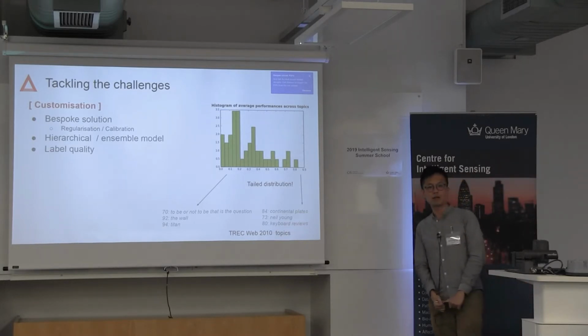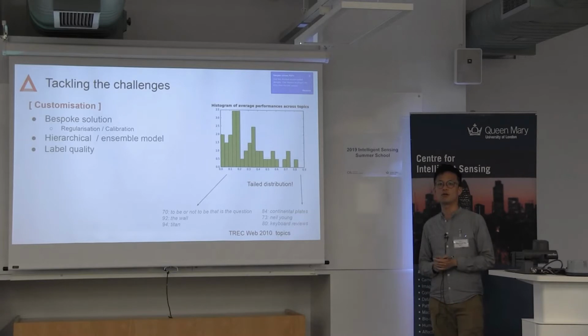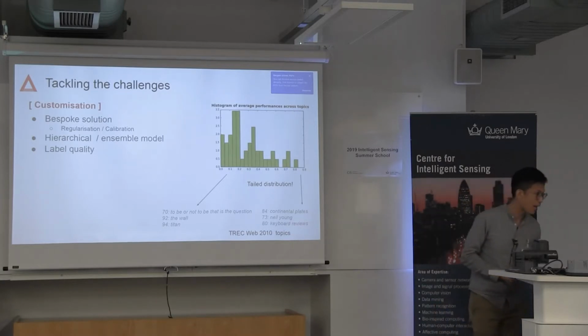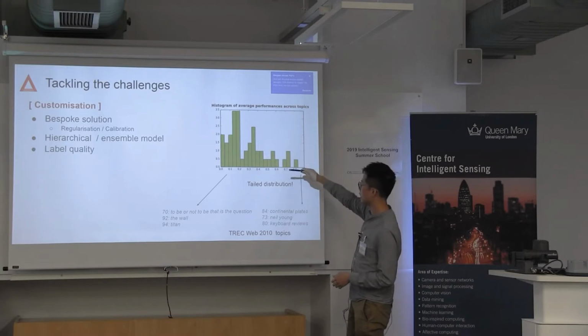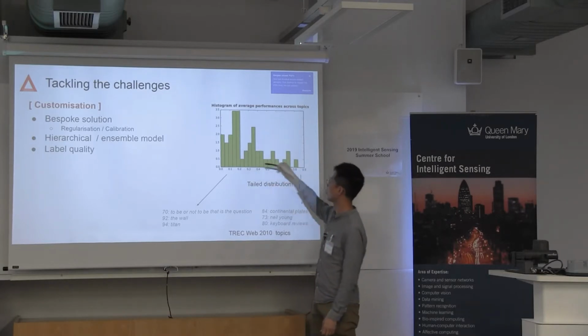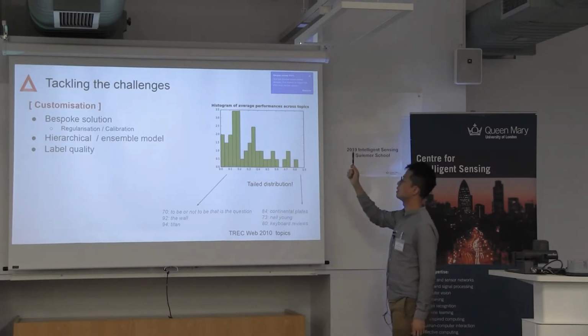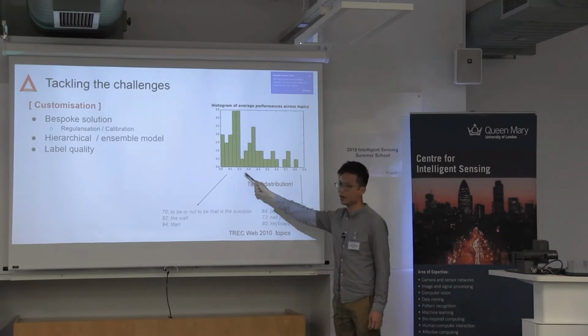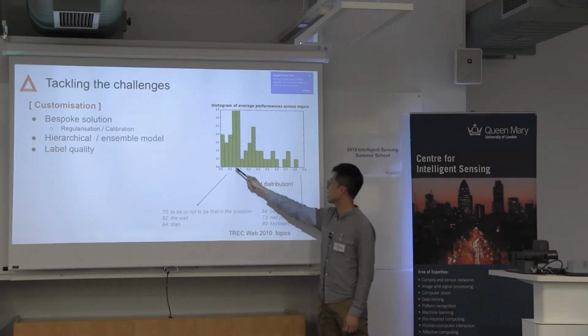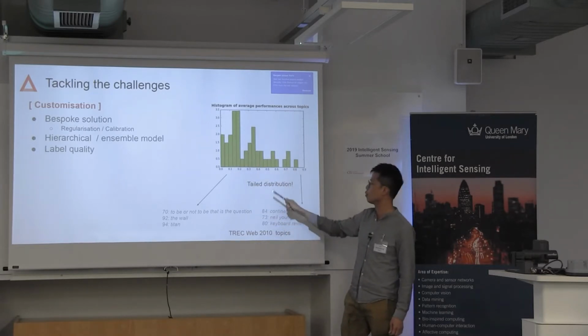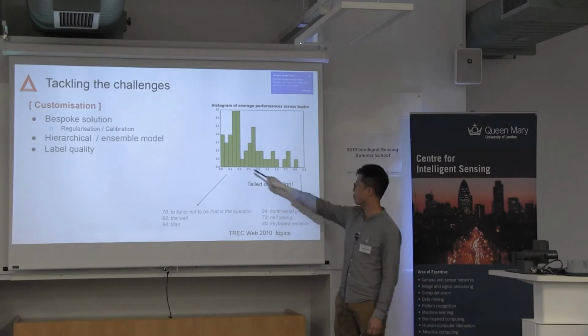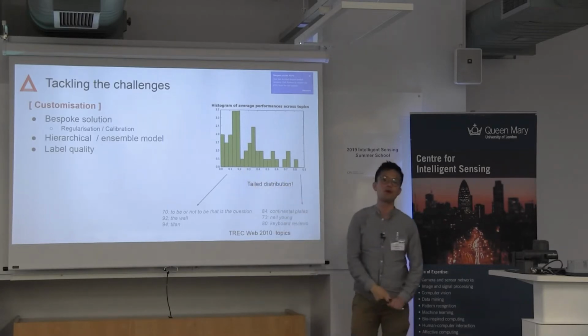Customization. So we have a lot of customers. I repeatedly mentioned different customers have different requirements, and we have to make sure all our customers are happy. This is just an example from the TREC Web 2010 topic recognition. So we plot a histogram of the average performance. This is the average precision, and then there are different topics. Then here you show the number of topics which end up having this region of performance.